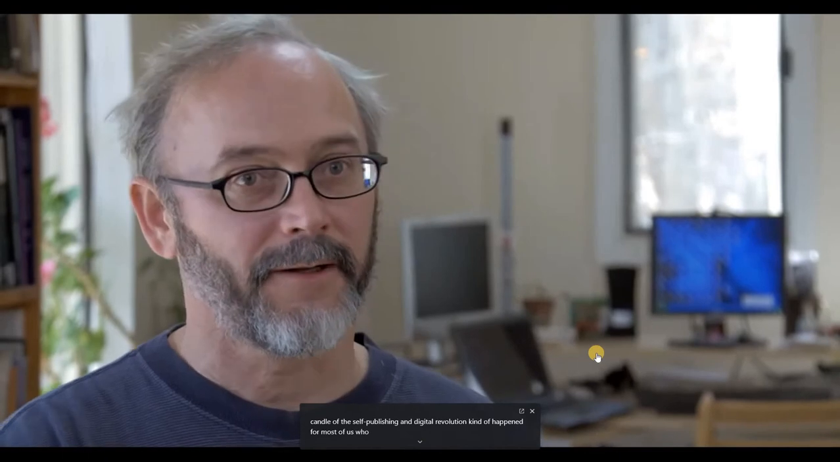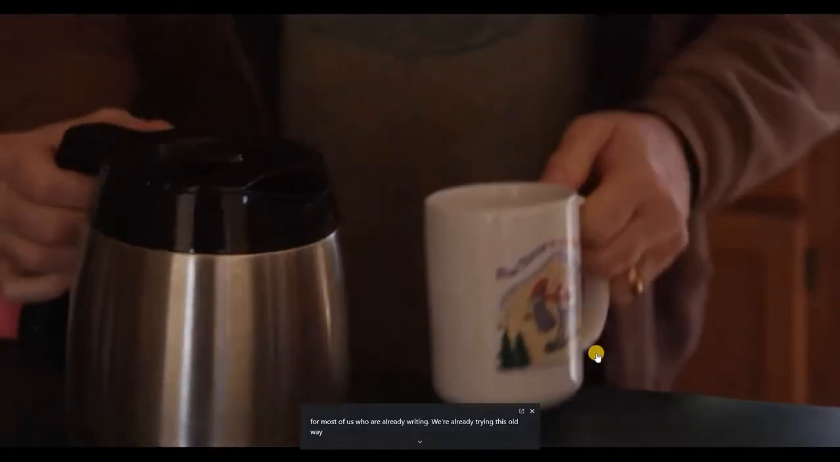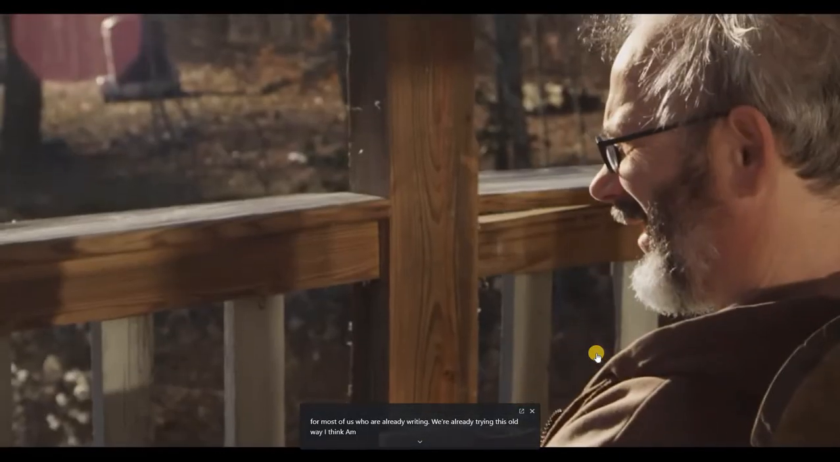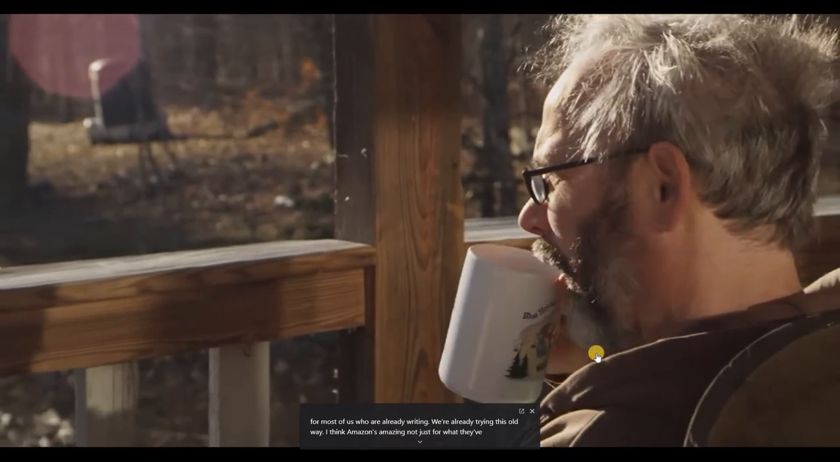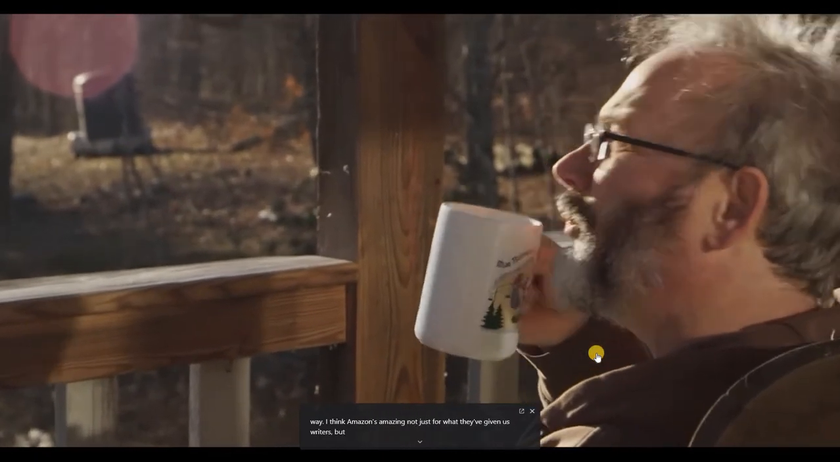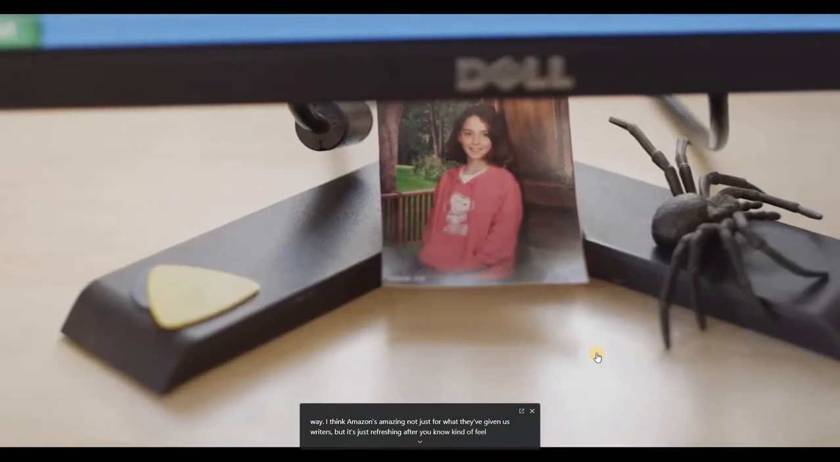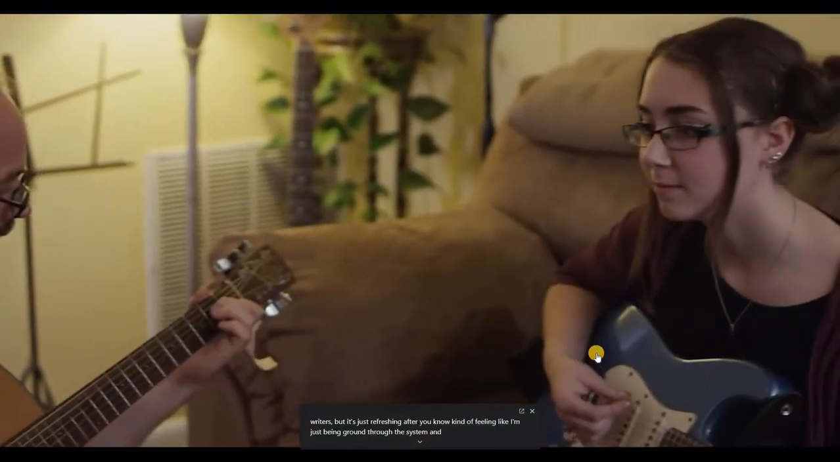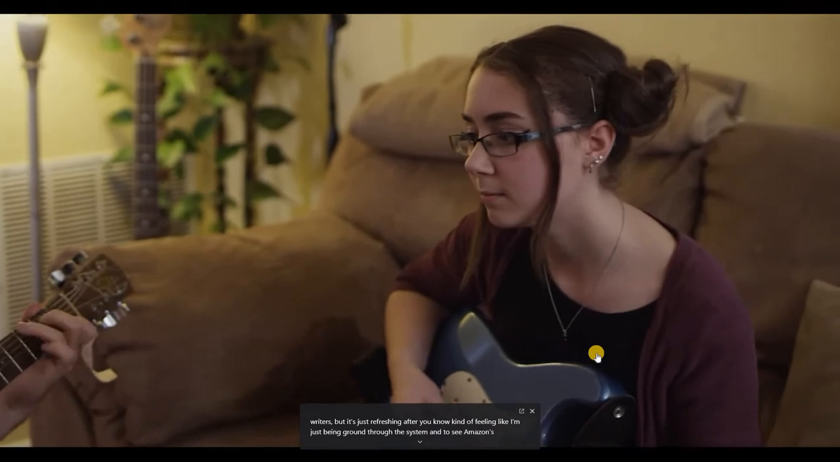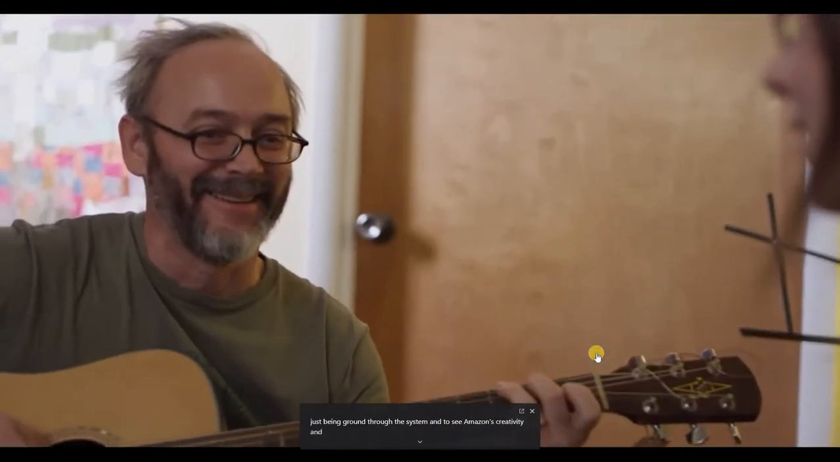Actually, the Kindle, the self-publishing and digital revolution kind of happened for most of us who were already writing. We were already trying this old way. I think Amazon's amazing, not just for what they've given us writers, but it's refreshing after feeling like I was being ground through the system, to see Amazon's creativity and all the people I've worked with there really believe in it.